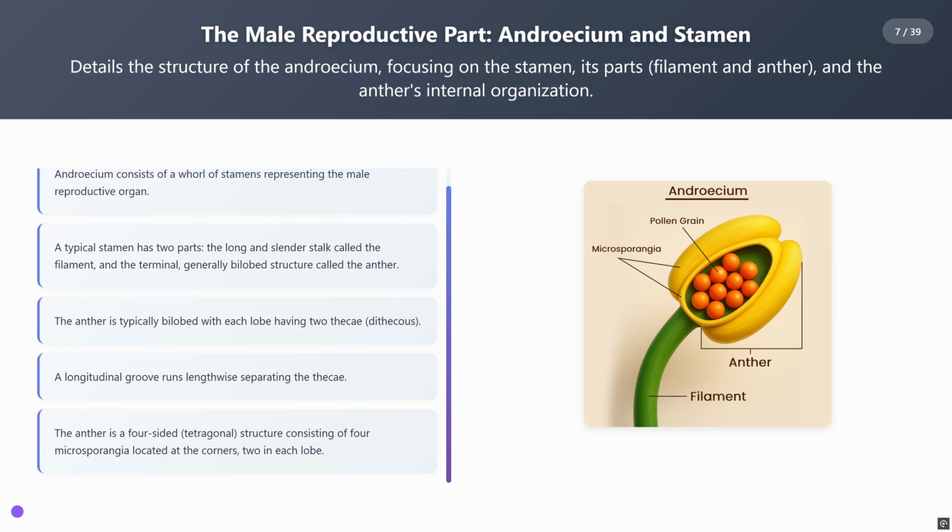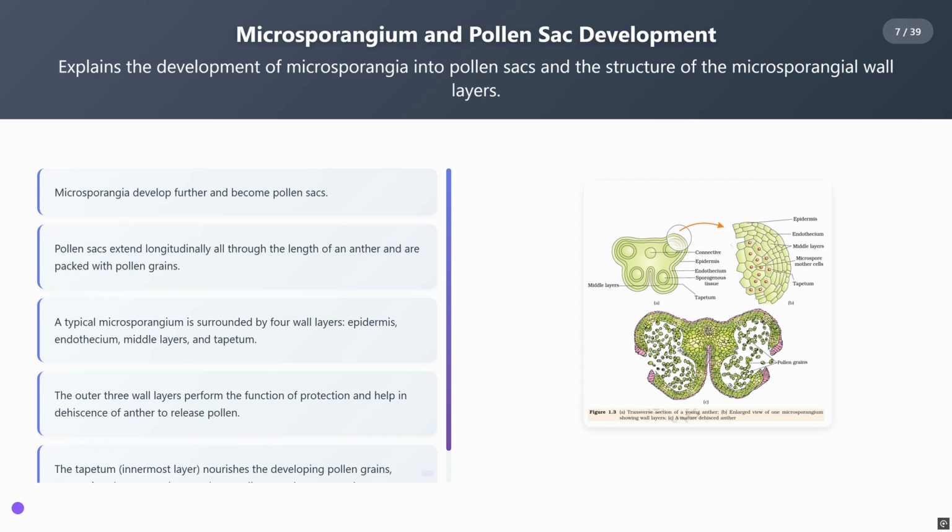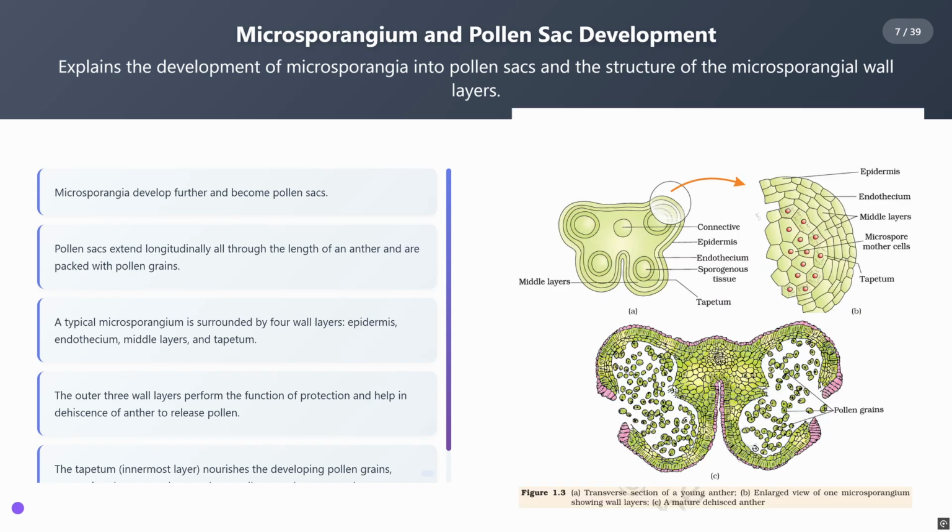Exactly. And if we take a closer look at that anther, especially if we cut across it transversely, we see it is typically bilobed, and each lobe has two thecae, so we call it dithecous. Often there's a groove running lengthwise that separates these thecae. Inside the anther, it has this four-sided, tetragonal structure containing 4 microsporangia. They're located at the corners, 2 in each lobe. Think of it like a little 4-chambered box.